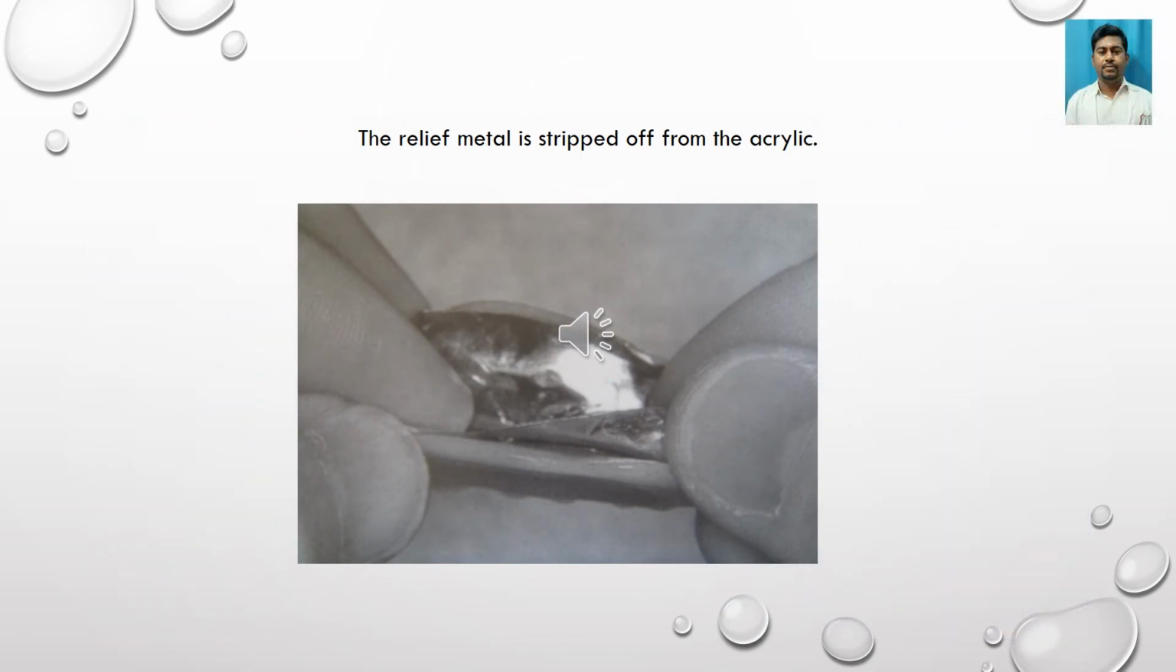Here you can see the relief metal being stripped off. This is done in two conditions: either when the fit of the prosthesis is not proper after the fabrication of a removable partial denture, or after bony resorption, or residual ridge resorption, after a period of time. In either of these cases the metal has to be stripped and relined.